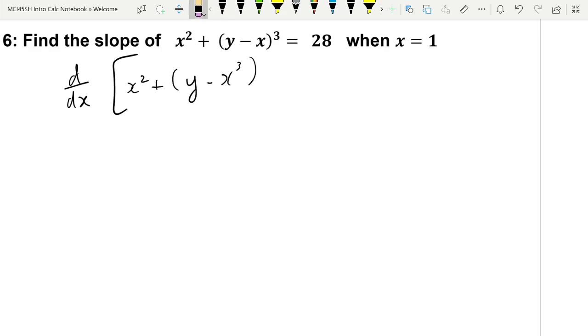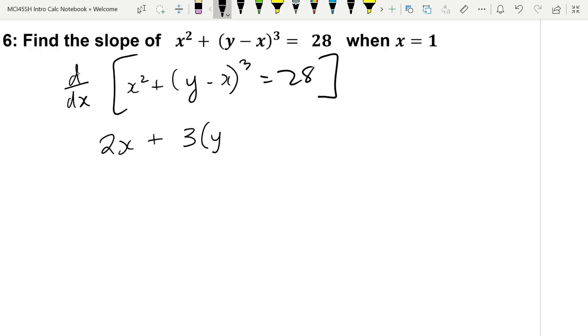Equals 28 is going to be 2x plus 3 times y minus x all squared. Again, where did that come from? Chain rule. And then I have to do the derivative of what's in the bracket, which is dy by dx minus 1. And all of that is going to equal 0 because the derivative of any constant is 0.